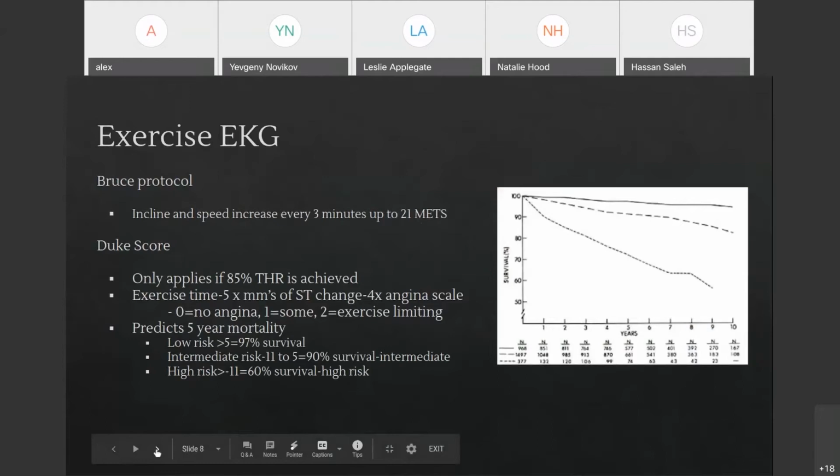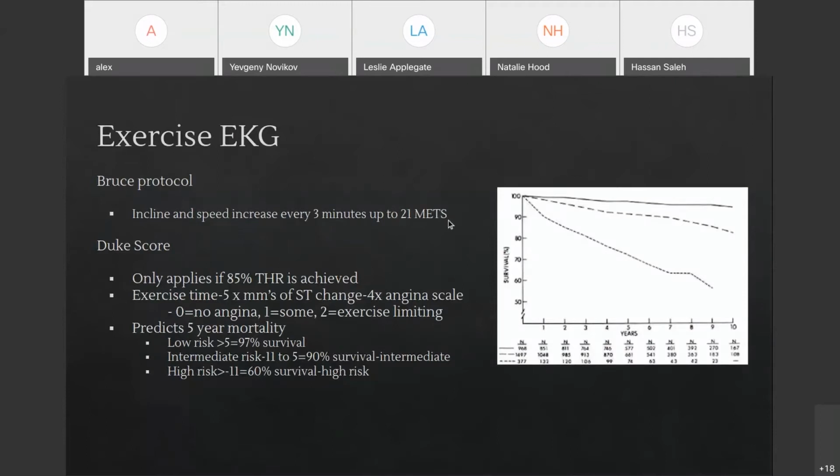Okay, the tried and true exercise EKG, which we see very few of. In our lab, it's probably 10% at most of the studies. So what we do is we put people on a Bruce protocol or a modified Bruce protocol. What the Bruce protocol is, we put people on a treadmill, and the incline and the speed of the treadmill increase every 3 minutes, all the way up to 21 METs.